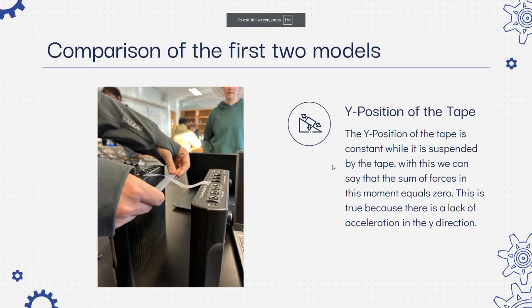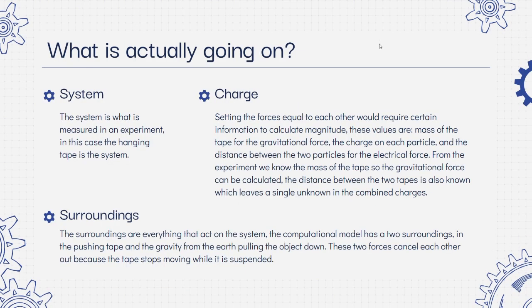So our y position of the tape, since it's suspended and not moving, we know the acceleration equals 0, and that's because we have a lack of acceleration in the y direction. And if we go back to our Newton's second law equation, we know that acceleration equals 0, so the net force equals 0. So then to calculate the sum of forces, we need to check out our system and our surroundings. So our system is the tape that's hanging, and our surroundings will be the tape on the bottom, as well as we need to make sure that we account for the force that gravity is applying on our top tape.